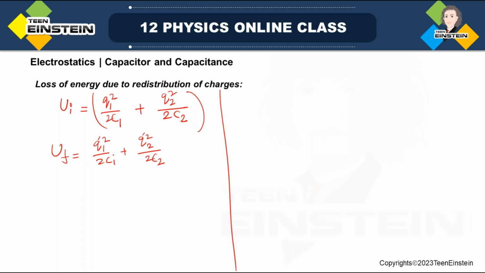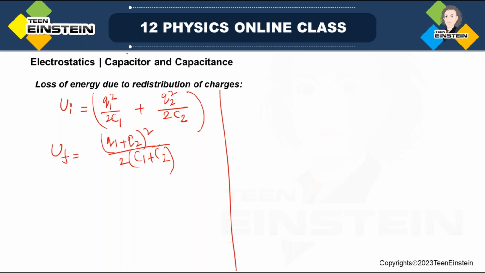It doesn't matter. We could put the value of Q1 prime equal to Q1 plus Q2 divided by C1 plus C2, but that will be too much. So what we will do, when we are connecting them together, what will be the total potential and what will be the total charge? Total charge will be Q1 plus Q2. So that is what we'll write here: Q1 plus Q2 whole square by 2 times C1 plus C2. So this is actually the final potential energy.